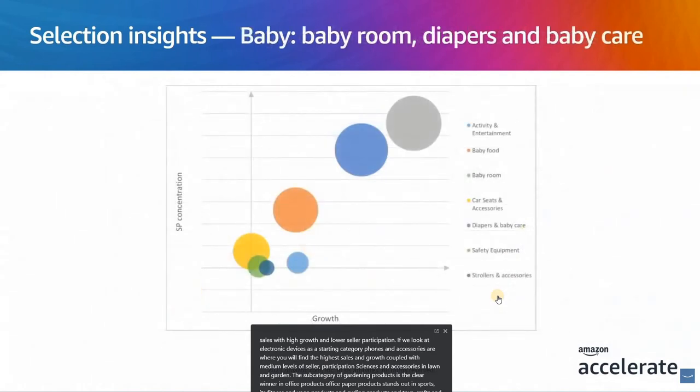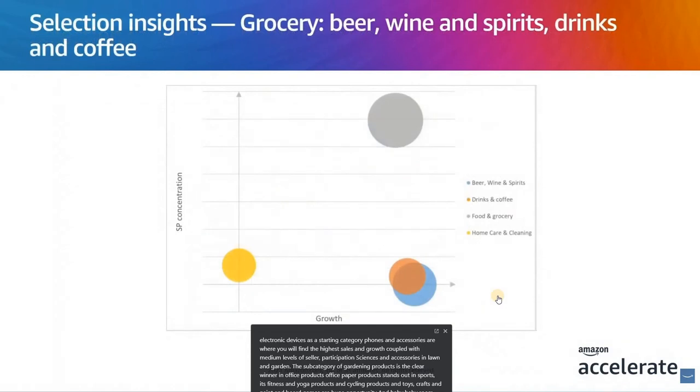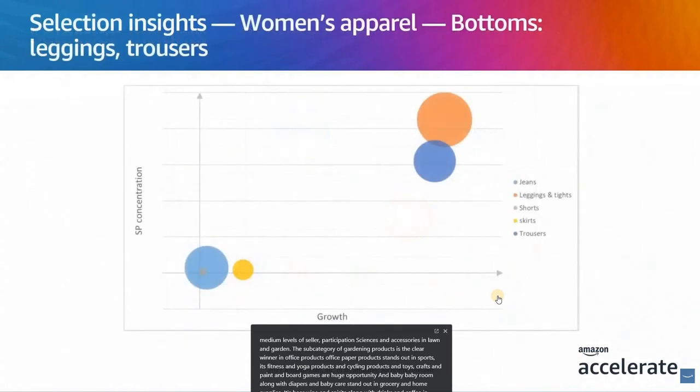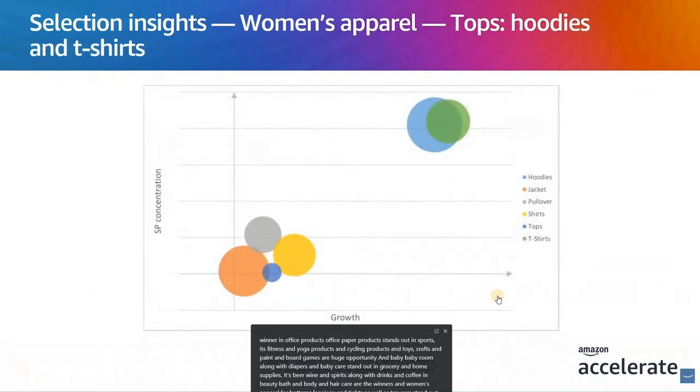In baby, room along with diapers and baby care stand out. In grocery and home supplies, it's beer, wine, and spirits, along with drinks and coffee. In beauty, bath and body and hair care are the winners. In women's apparel for bottoms, leggings and tights, as well as trousers stand out. In women's apparel for tops, hoodies and t-shirts are where to focus.